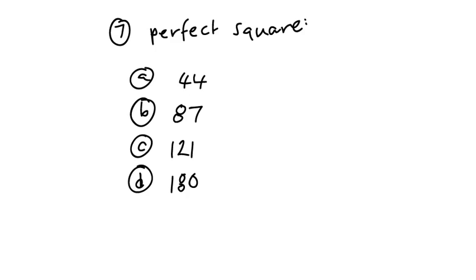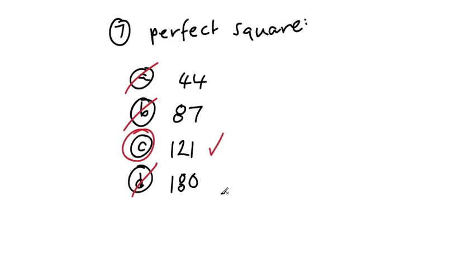And really, this is just a memorized thing. Well, 49 would be a perfect square. 36 would be a perfect square, because 6 times 6. But 44 isn't. 87, well, I should know 81. 81 is 9 times 9. And 100 is 10 times 10, but 87 isn't there. Now 121, I should remember from my times table, is 11 times 11. So this is the correct answer. And 180, well, no, that's not there.